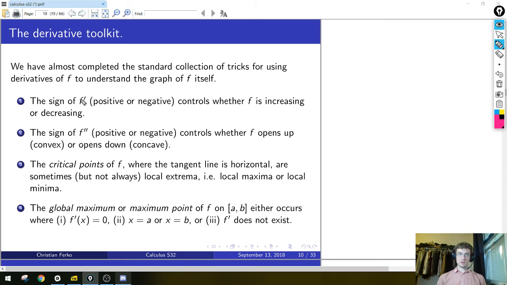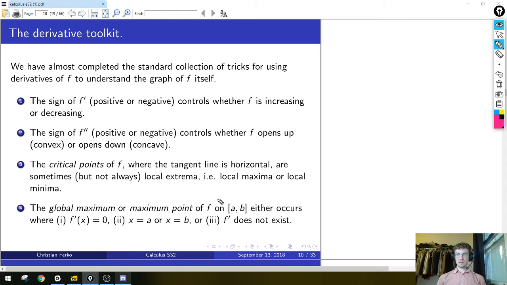So we proved that the sign of the derivative controls whether f is increasing or decreasing. For instance, we proved if f prime is strictly positive, then f is strictly increasing, and so forth. We proved two times ago, whenever it was, that the second derivative controls the convexity or concavity. So if f double prime is positive, then f opens up, and if f double prime is negative, then f opens down, which is called concave.